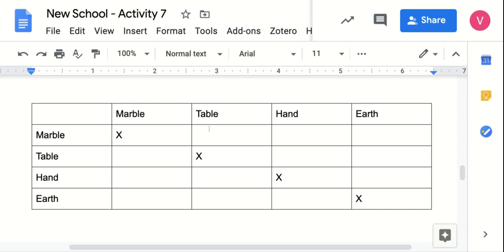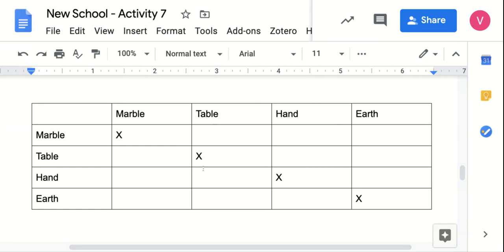Does the marble have contact with the table? If it does, you'll put a plus sign. If it doesn't, you put a negative sign. Does the marble have contact with the hand? If it does, you put a plus sign. If it doesn't, you put a negative sign. Does the marble have contact with earth? Earth is representing force of gravity. So for earth, I want you to think force of gravity. Does it have contact with the force of gravity? If it does, you put a plus sign. If it doesn't, you put a minus.